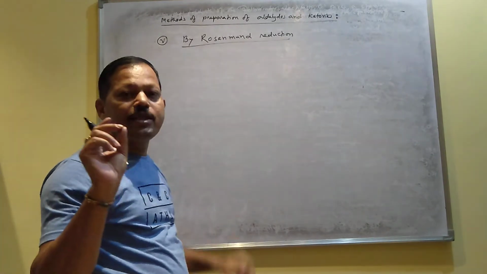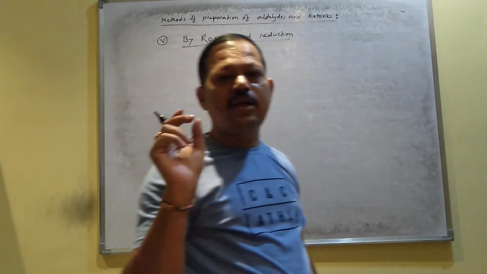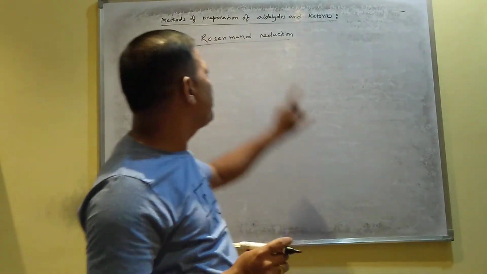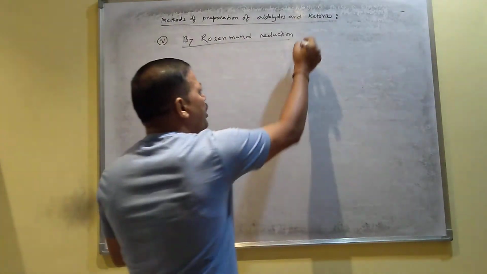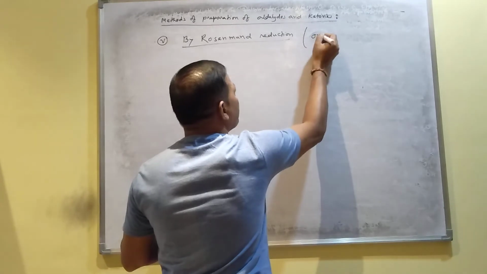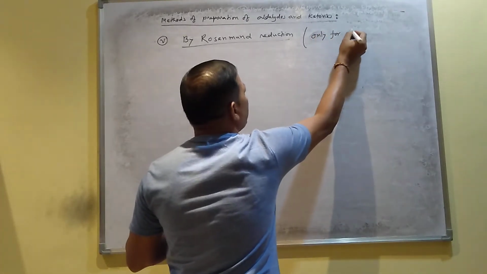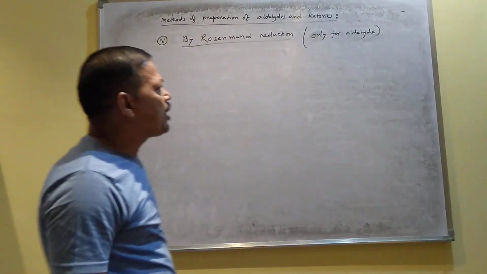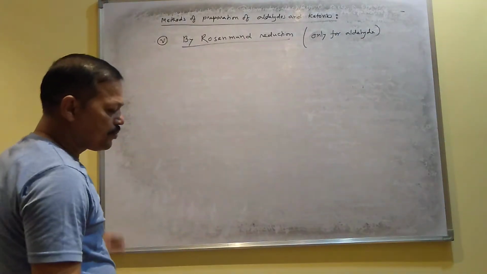So that is why in the exam you may get a question like this: give a method of preparation by which you can prepare only aldehyde. Then you have to write this reaction, and that's why in brackets I have written only for aldehyde. By using this method, you cannot prepare ketone.